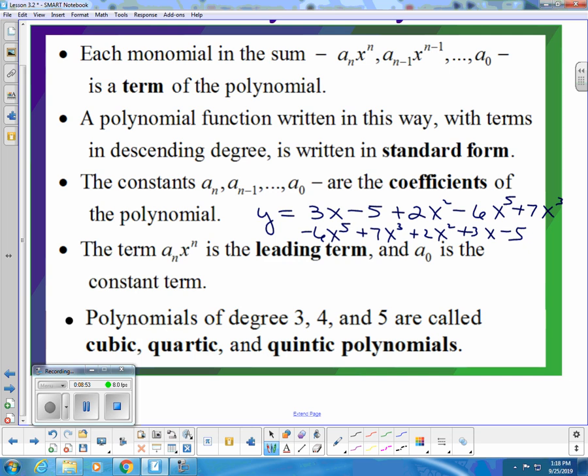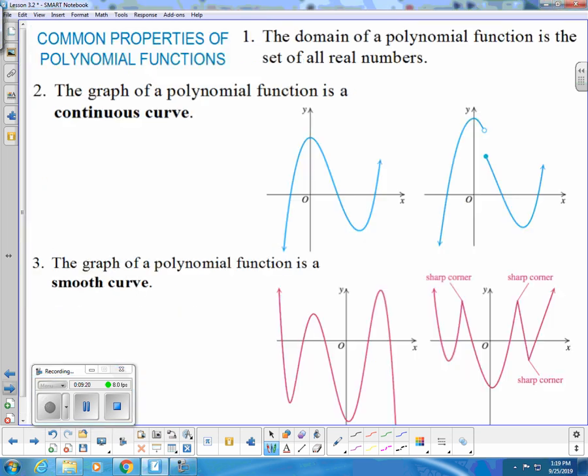So you need to know how to put it in standard form. Most of our answers we want to write in standard form, descending polynomials. The degree is important. The leading coefficient is important. The constant is important. Okay. All right. So 3 things about polynomials.